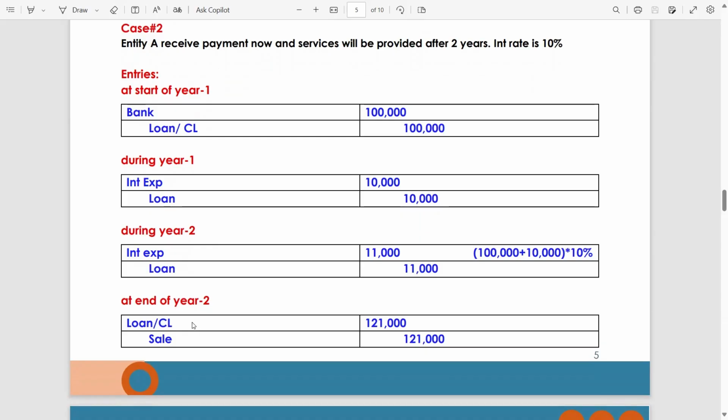Now in this case, entity A will pay interest expense: interest expense debit, loan credit 10,000; then interest expense debit, loan credit 11,000. At the end of year 2, you are going to book the sale. In that case, you debit loan and credit sales, because at the end of year 2 the control has been transferred. So at the end of year 2, when the control is transferred, you will book the revenue.